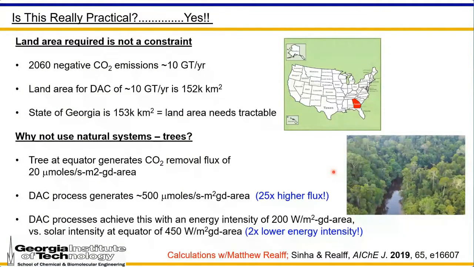However, the DAC process is actually quite efficient compared to a tree at the equator. So if you go to the literature and calculate what the CO2 removal flux of a tree at the equator is, it's about 20 micromoles per second per meter squared ground area, whereas the DAC process generates about 500 micromoles per second per meter squared ground area. So it's actually, from a land area-based footprint perspective, significantly more efficient than a tree at the equator.